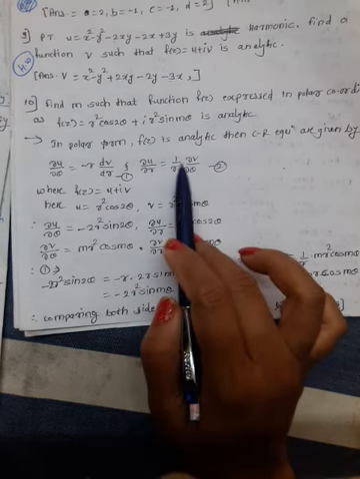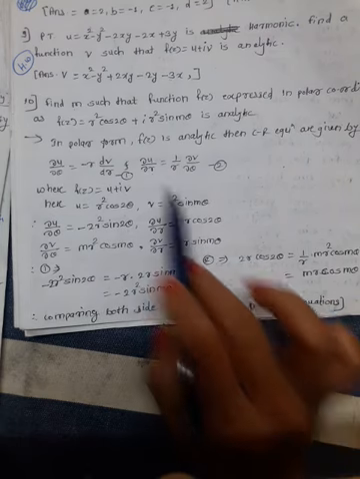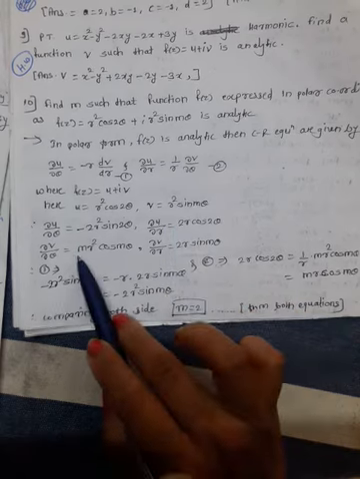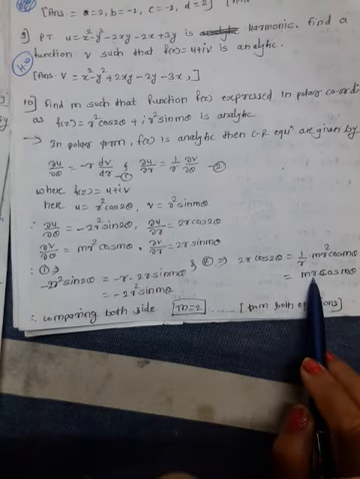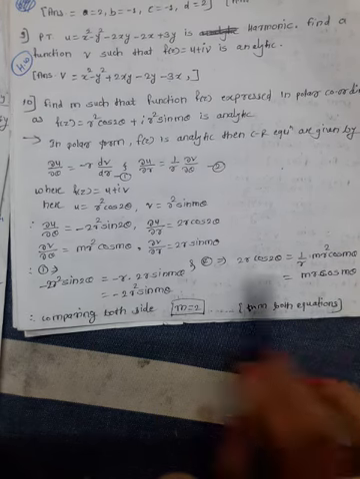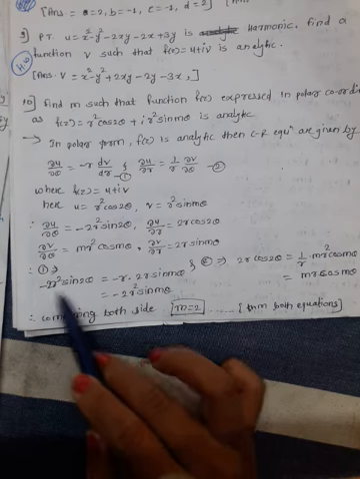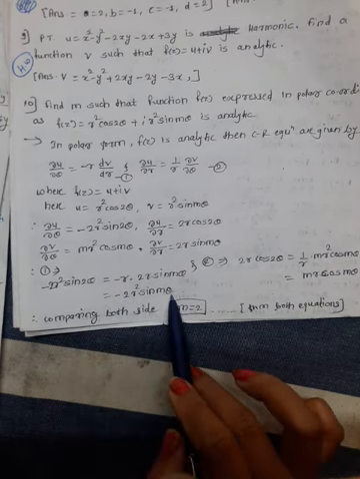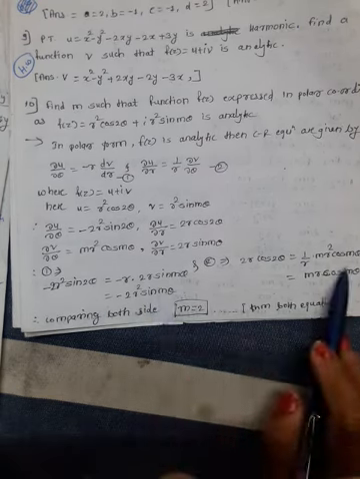∂u/∂r is equal to 1/r ∂v/∂θ. Put these values here, we get 2r cos 2θ is equal to 1/r times m r² cos mθ. 1 r gets cancelled, answer is m r cos mθ. Now comparing these two equations, on both sides minus 2r² is constant, sin is there, θ is there. What is the value of m? 2, by comparing both the equations.